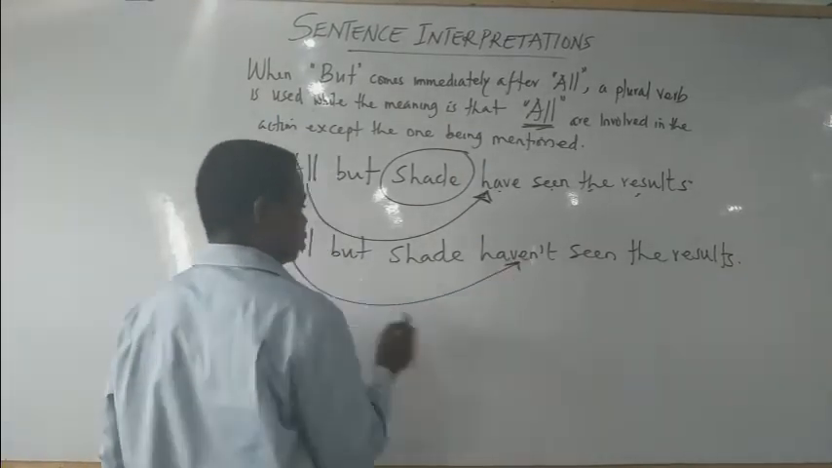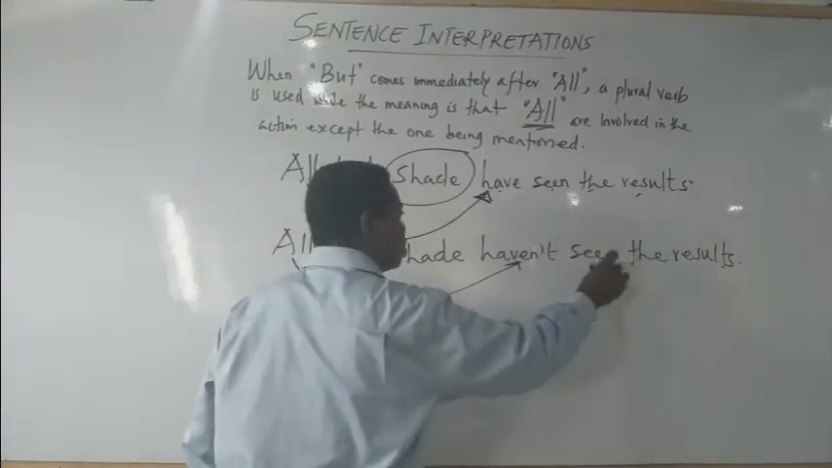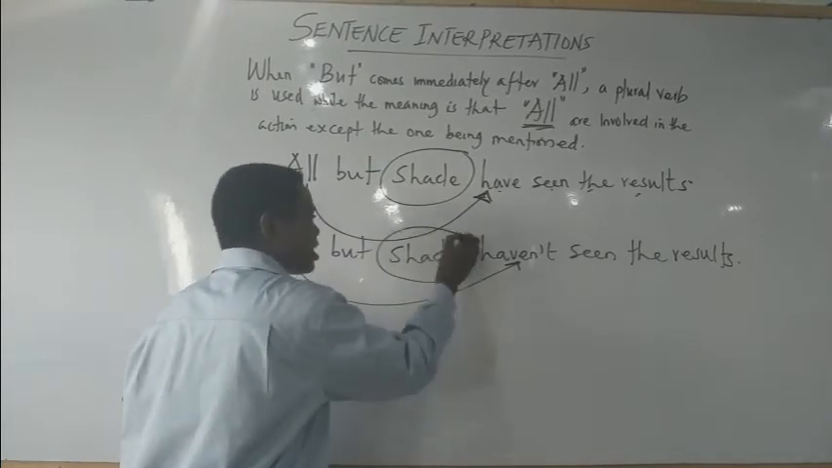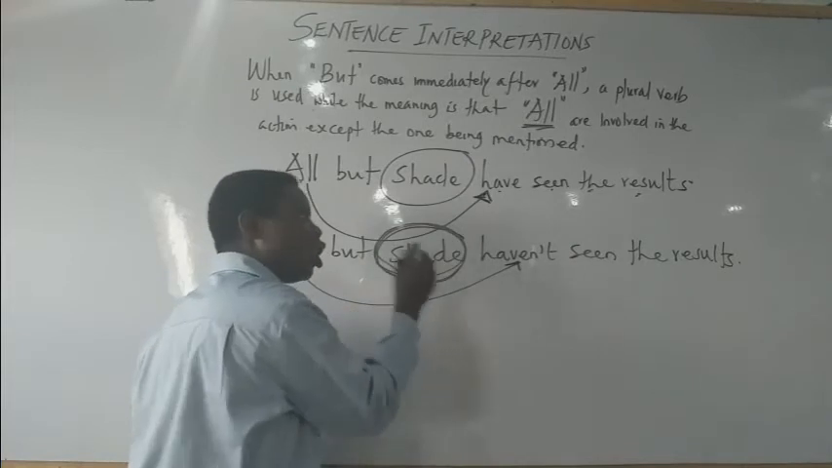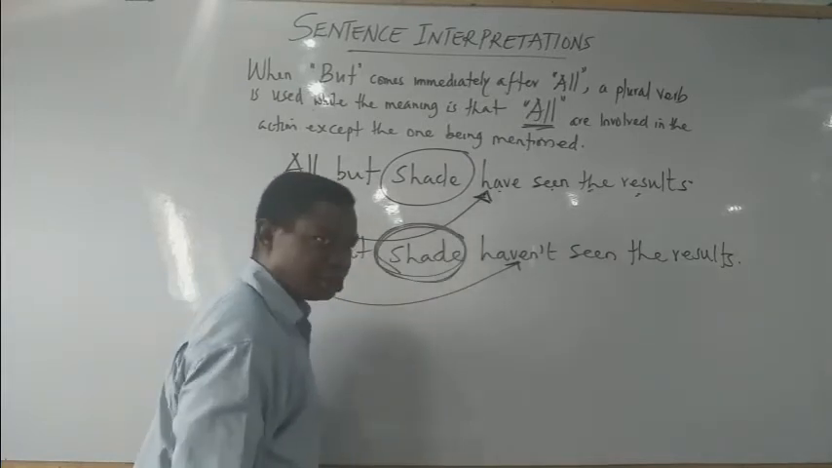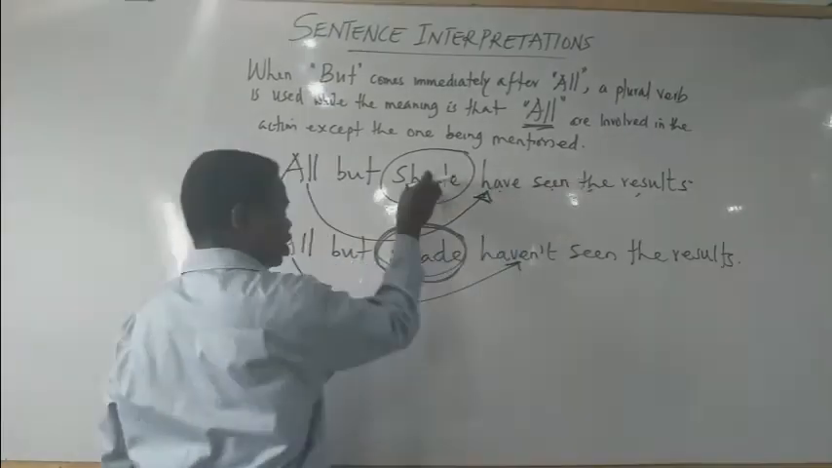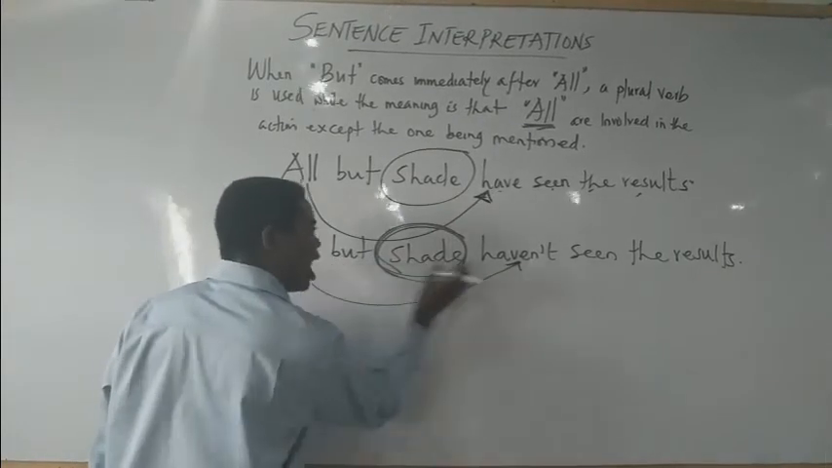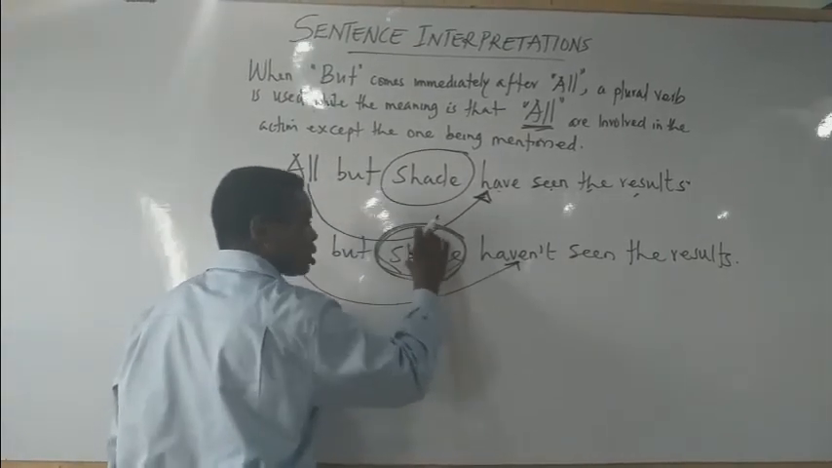All have not seen the result except Shade. So it is only Shade that has seen the result. Others have not seen. Here, all have seen. Shade has not seen. Here, all have not seen. Only Shade has seen.